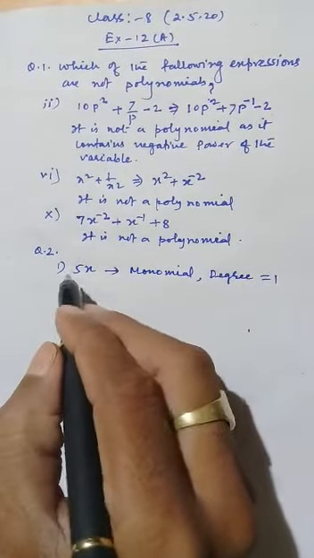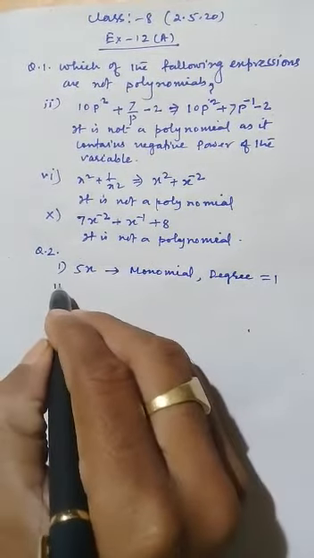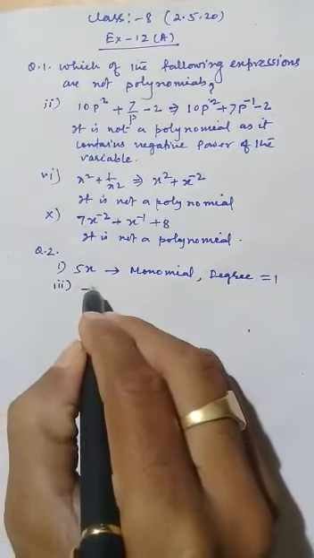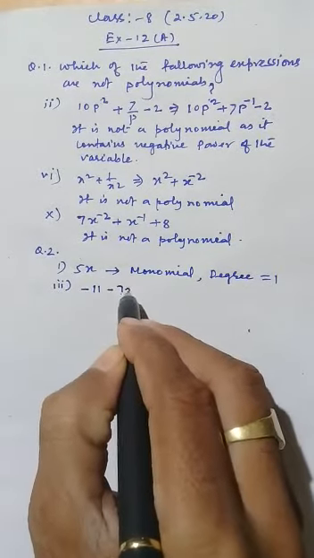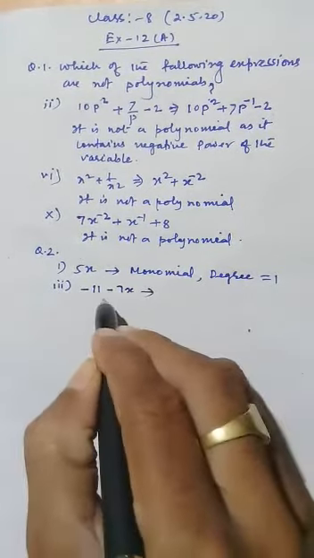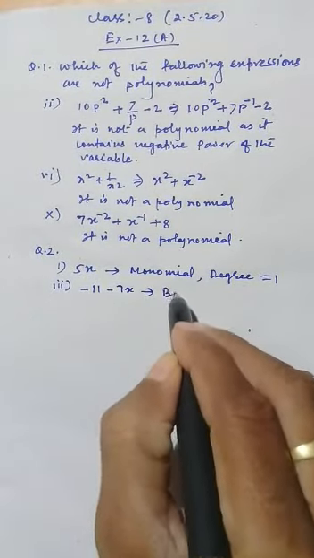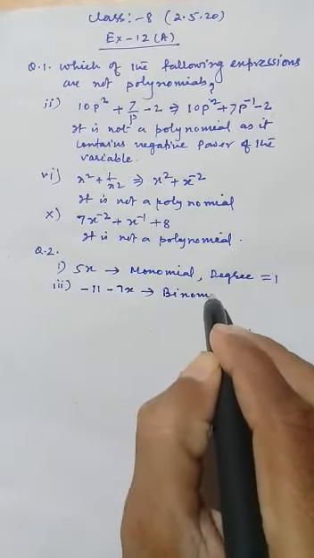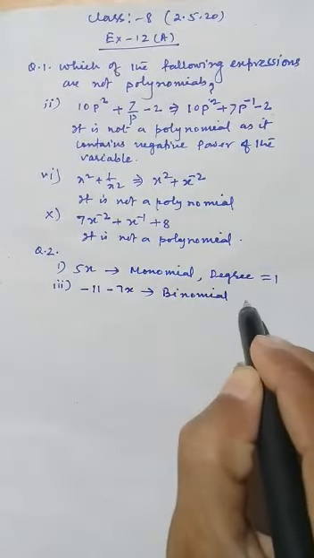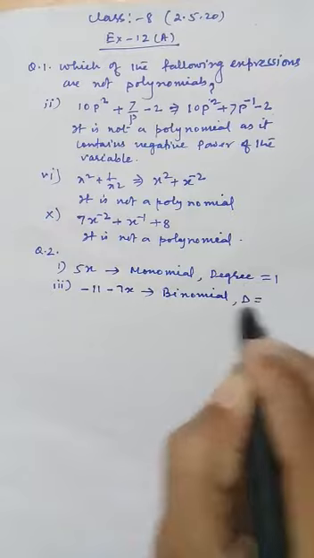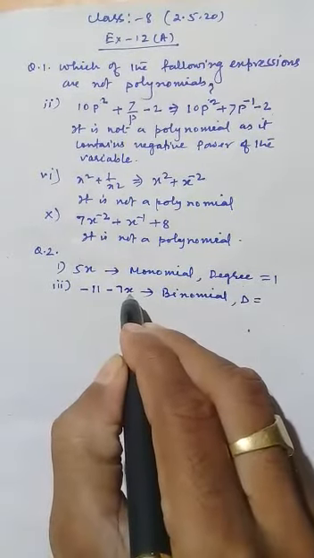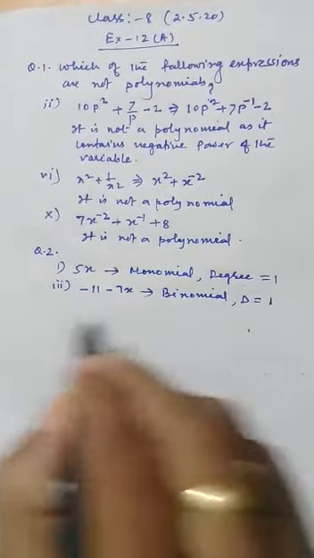Thereafter, number third, minus 11 minus 7x. See, how many terms we have here? Two terms. So it will be binomial. And what will be degree? See, here x is variable and its power is 1, so degree will be 1.